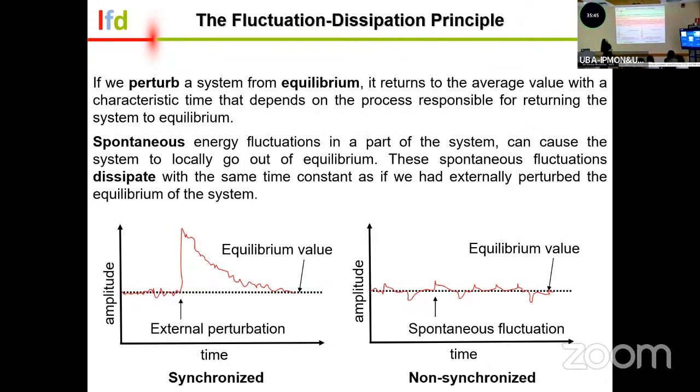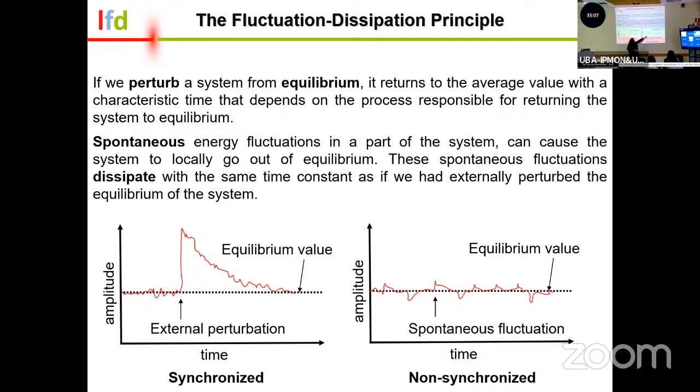So the fluctuation dissipation principle explains that if we perturb a system from, let's say, the normal non-perturbed system, you're going to have a high amplitude because they're perturbed, right? And eventually those molecules will come back to steady state. So this can happen if we add energy to the system, but it can also happen spontaneously, right?